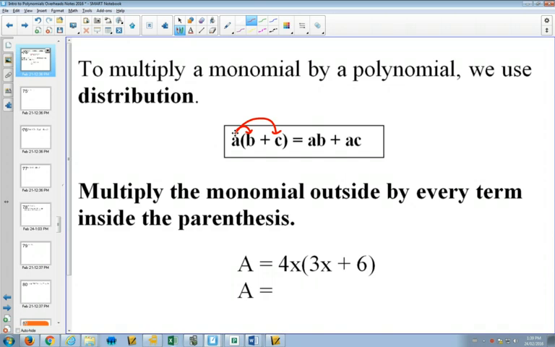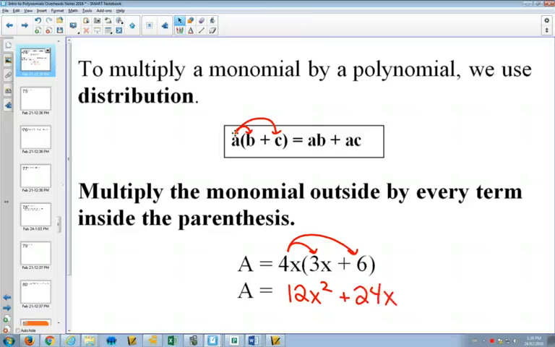So that's the same thing that we just did, just to show it again. You have the 4x, it's outside of the brackets. Draw an arrow to the 3x. Draw an arrow to the 6. 4x times 3x: 12x squared. 4x times 6: 24x.